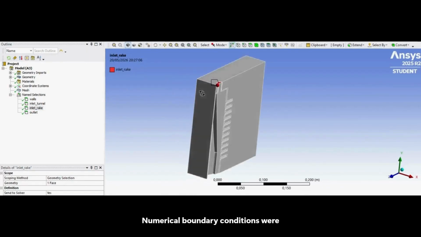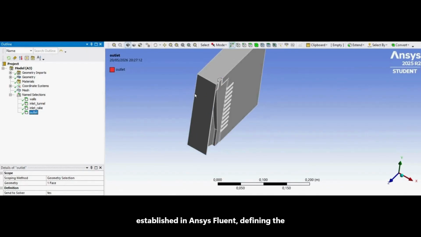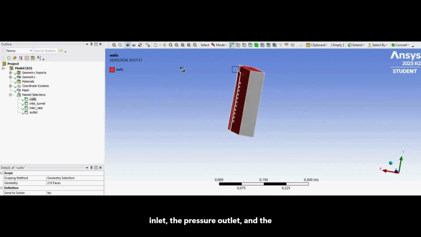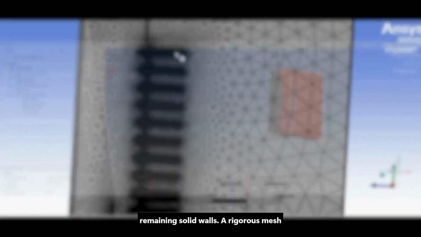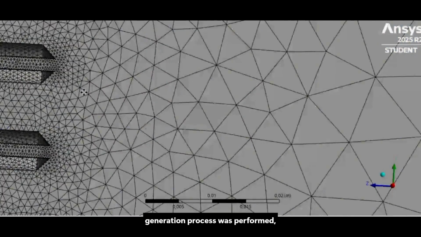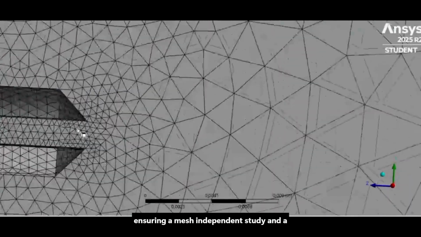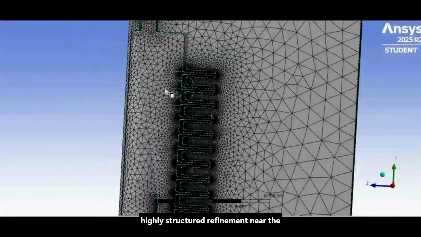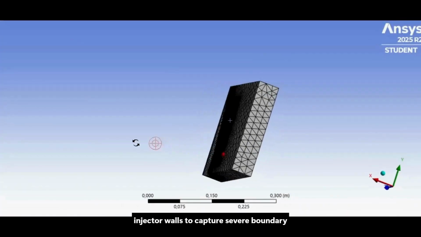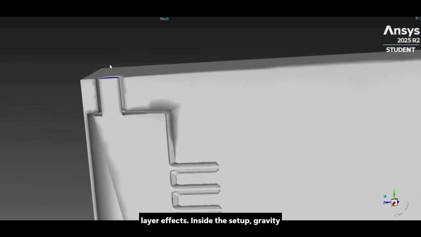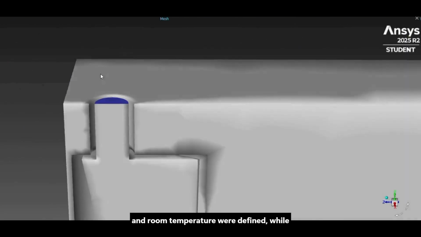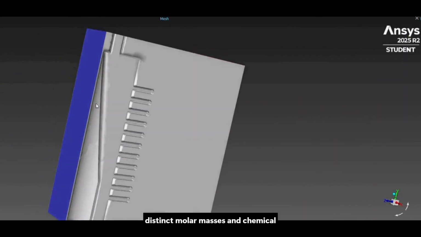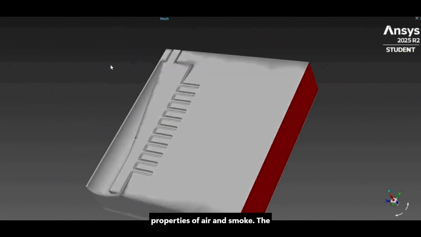Numerical boundary conditions were established in ANSYS Fluent, defining the wind tunnel air inlet, the smoke tracer inlet, the pressure outlet, and the remaining solid walls. A rigorous mesh generation process was performed, ensuring a mesh-independent study and a highly structured refinement near the injector walls to capture severe boundary layer effects. Inside the setup, gravity and room temperature were defined, while species transport equations managed the distinct molar masses and chemical properties of air and smoke.